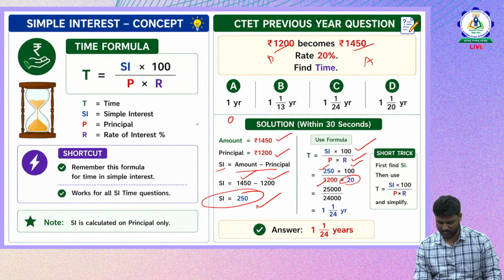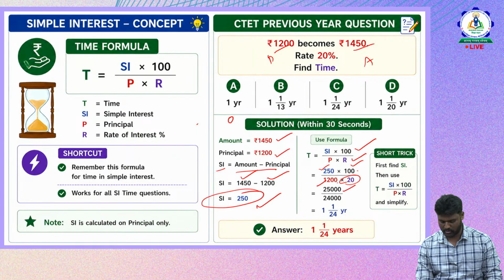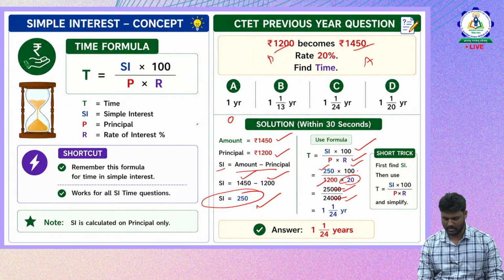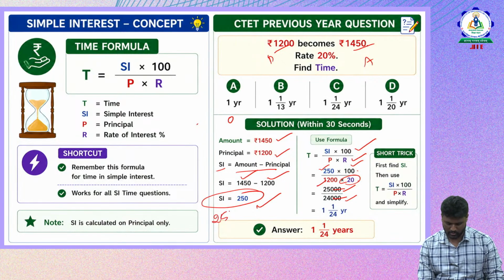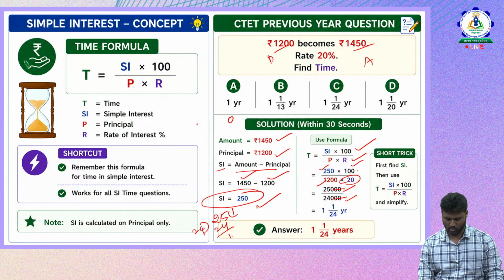Okay, so now when you simplify this one, we'll get 250 into 100, we'll get 25,000, and 1200 into 20, if you multiply, we'll get 24,000. So now when you simplify this one, these zeros will get cancelled, and we'll get 25 by 24. Okay, now when you divide 24 by 25, the 24 ones are 24, again the remainder will be 1. Okay, so that means we get 1 year 1 by 24 years.